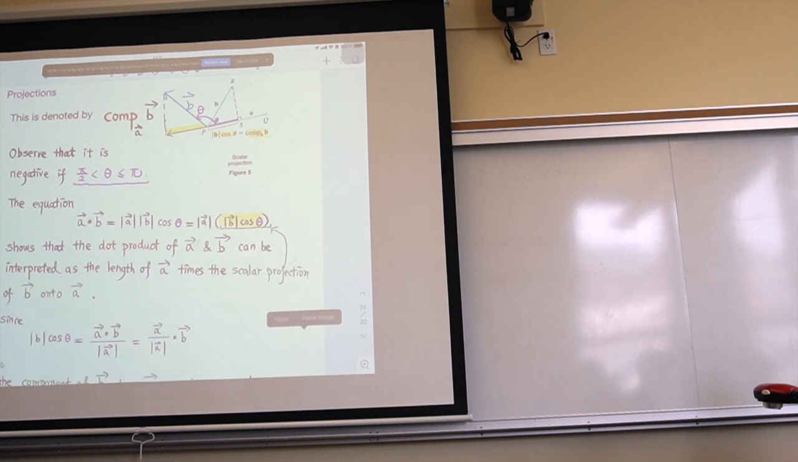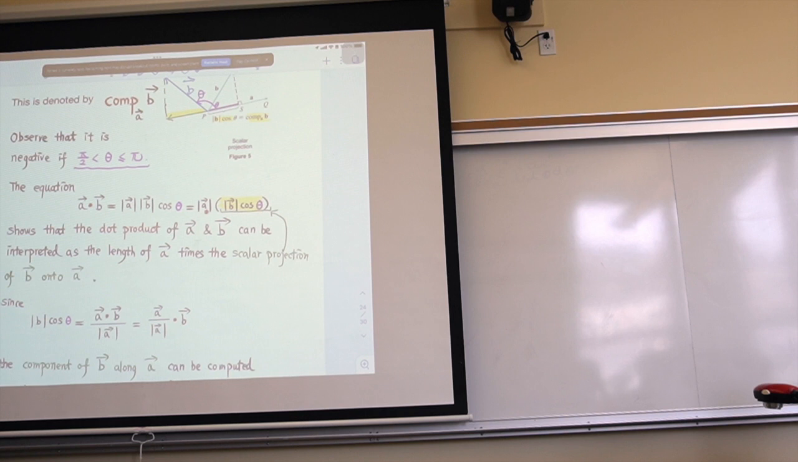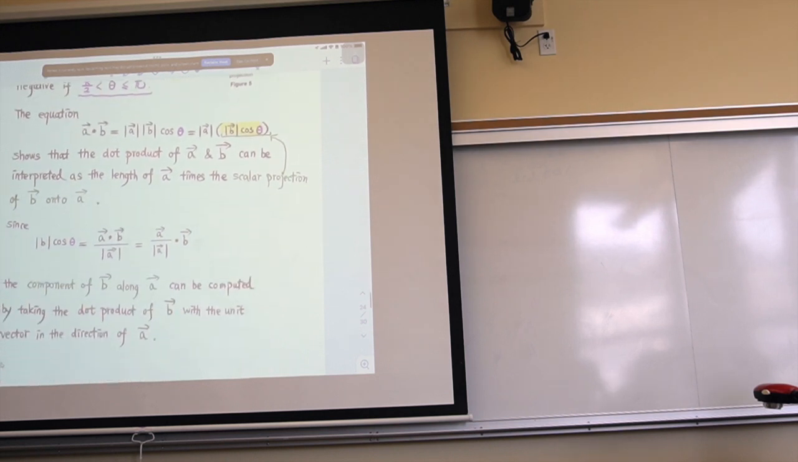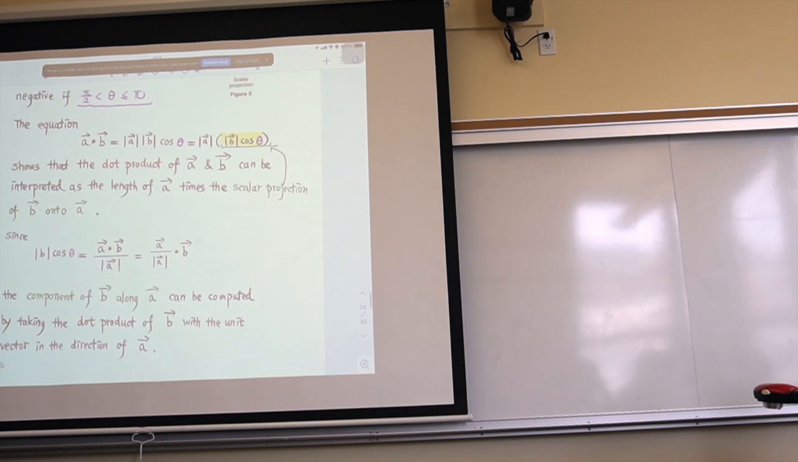So we can also think about that product of A and B as the length of A times the scalar projection of B onto A. So when you have A dot B, you take the magnitude of A times, then you think about if you cast the shadow of B onto A, how long would that be? And then you just multiply by the length of the shadow. So the magnitude of A times the shadow of B will give you the dot product. Think about it as the length of the shadow. So the component of B along A, you can compute that.